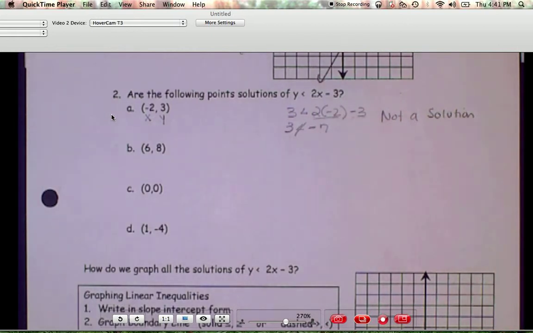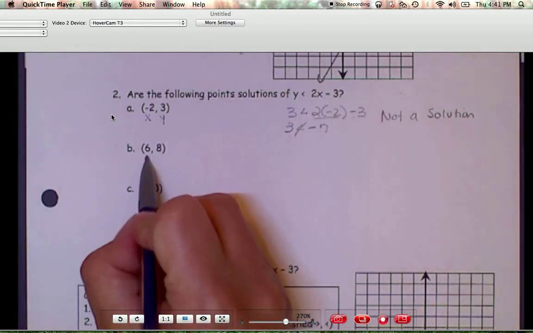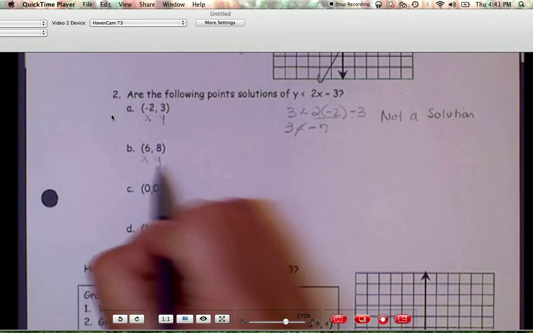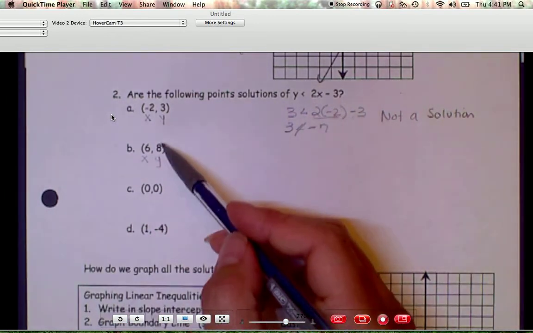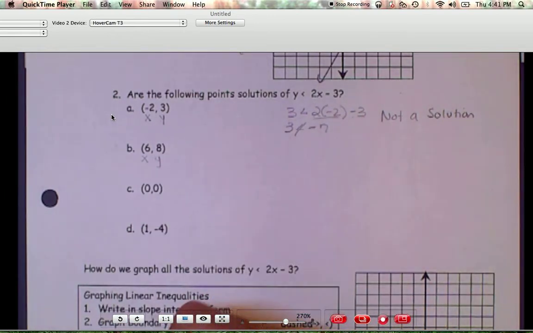Okay. How about 6, 8? 6 is your x, 8 is your y. Why don't you go ahead and do B, C, and D on your own? Go ahead and push pause, and then come back and check if you did these correctly.